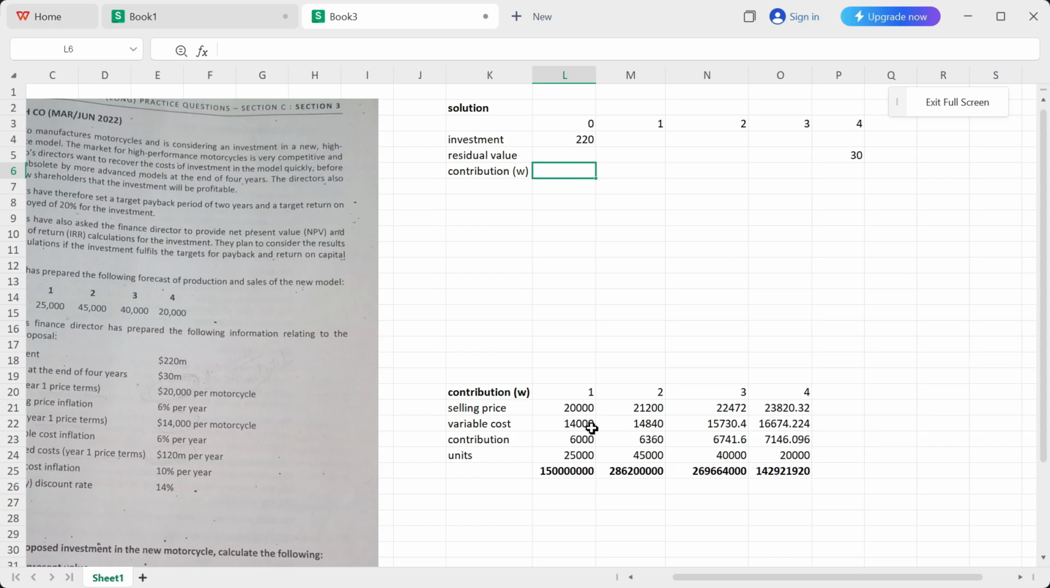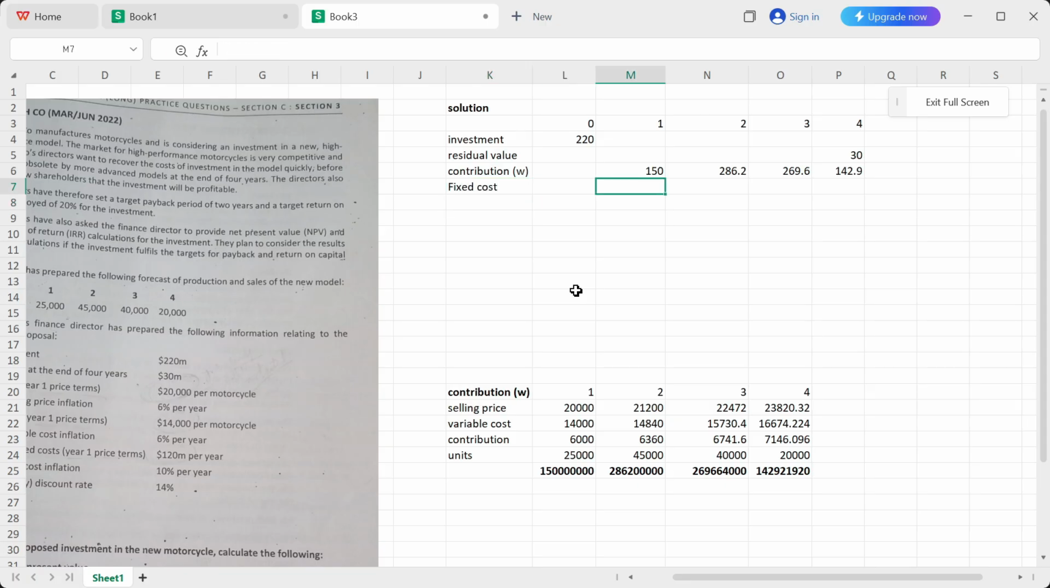So what we're going to do, we're just going to remove 6 zeros from over here. So for year 1, it's going to be 150. For year 2, it's going to be 286.2. For year number 3, it's going to be 269.6, right? And for year 4, it's going to be 142.9, correct? Okay, so with that, we have our contribution, we have our residual value, we have our investment. Now, what I do is that I write the fixed cost after that.